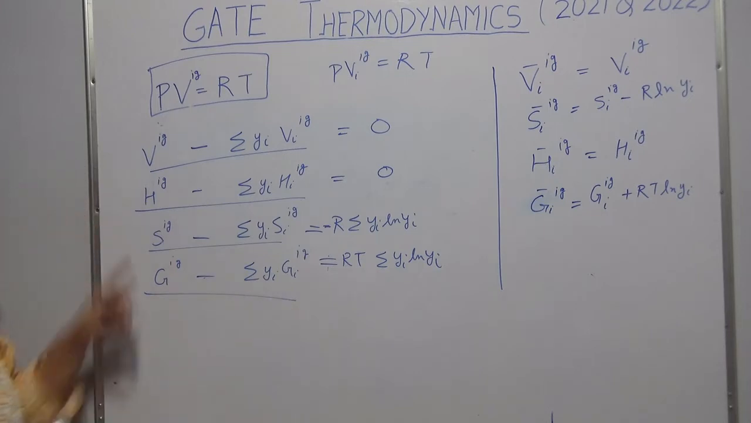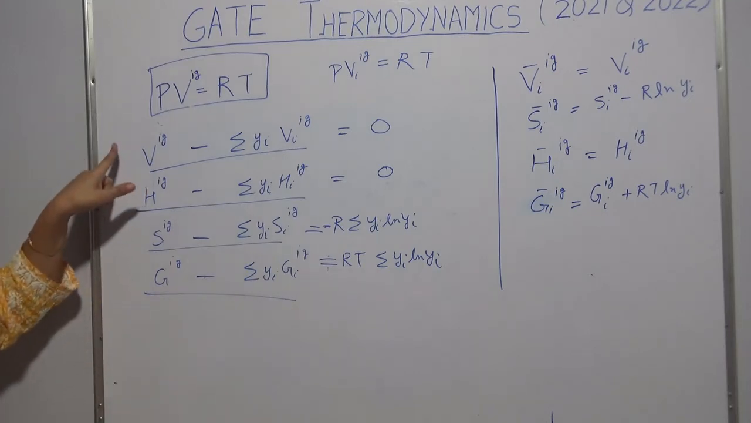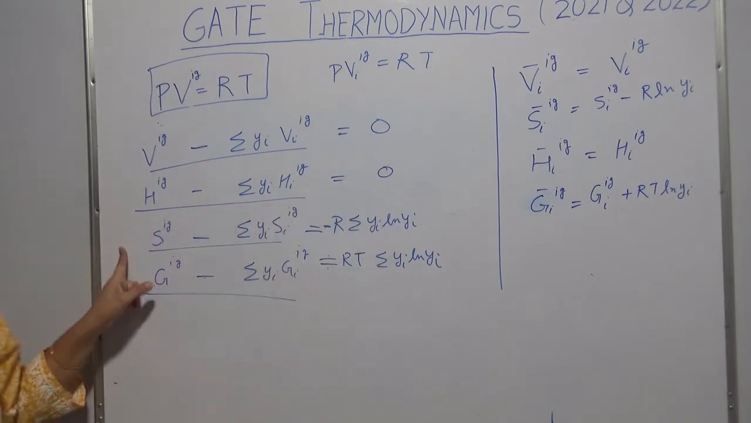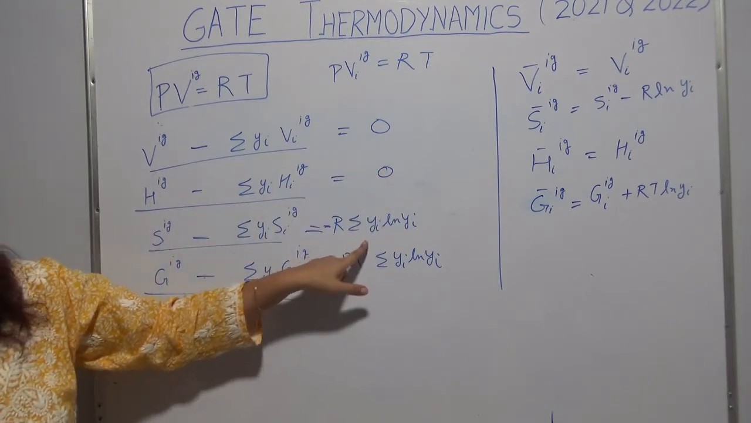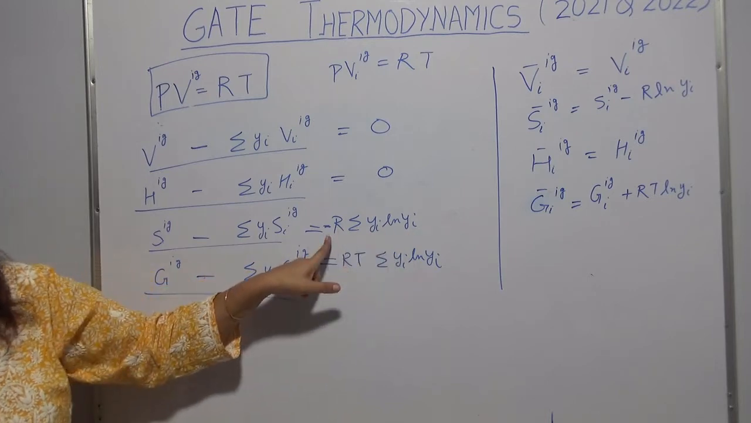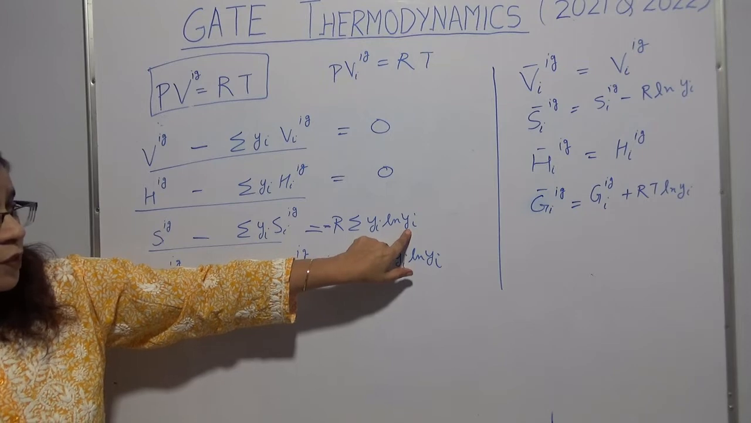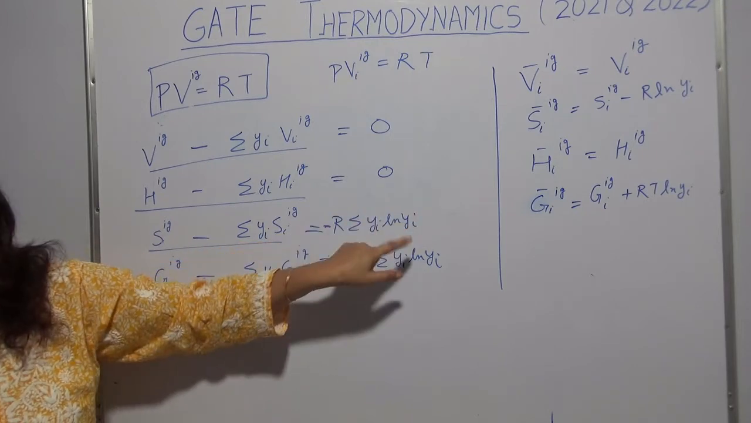What you see is that for an ideal gas mixture, the volume change of mixing is 0, the enthalpy change of mixing is 0, and your entropy change of mixing is R summation yi ln yi with a negative sign. Keep in mind that yi, since it is less than 1, this ln yi quantity will be negative.